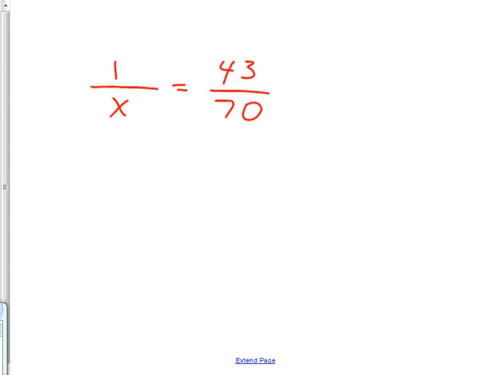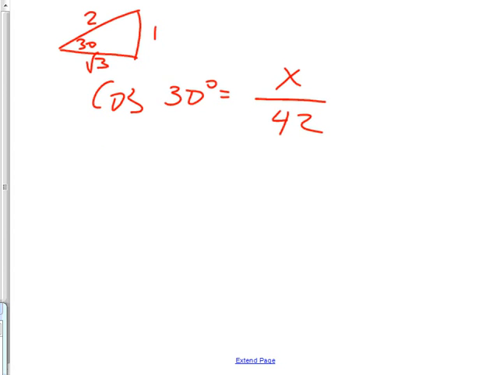Can you tell me what the fastest way would be? Cross multiply. I agree. I like it. Are there other ways? Yes. But if we cross multiply, you're going to get it down to 70 times 1 is 70. X times 43 is 43x. You'll have one more step, which is what? Divide by 43. Okay, so cross multiplying is going to come up a lot. But it's more in the context of something like this.